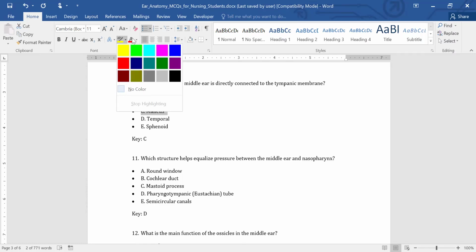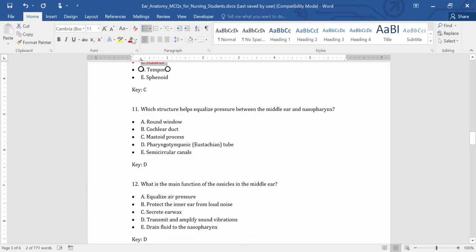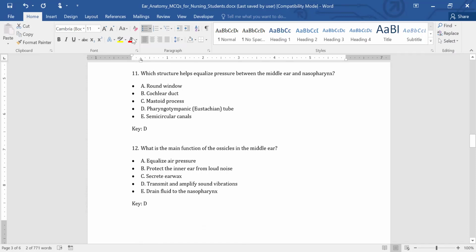Which structure helps equalize pressure between the middle ear and nasopharynx? A round window, cochlear duct, mastoid process, pharyngotympanic tube or eustachian tube, and semicircular canal. So it is the eustachian tube.